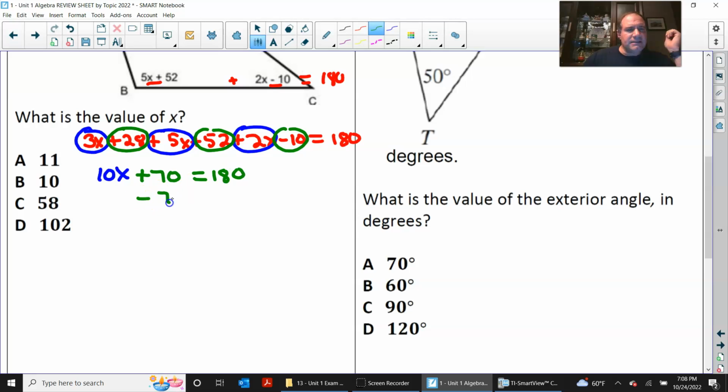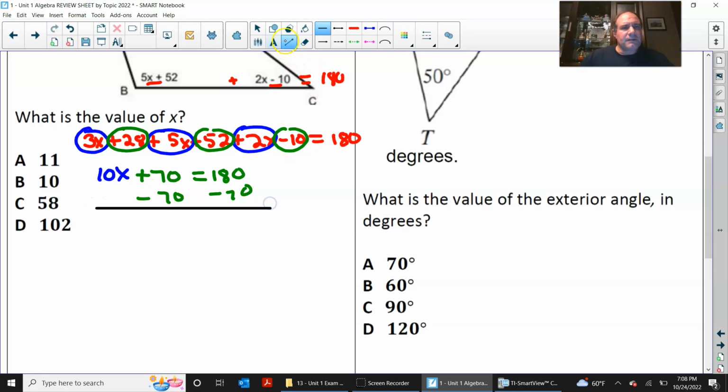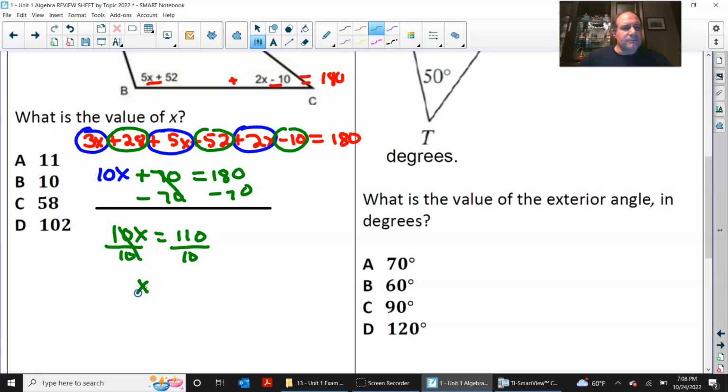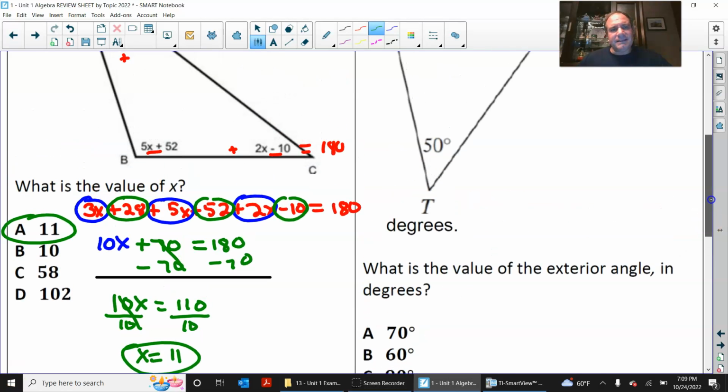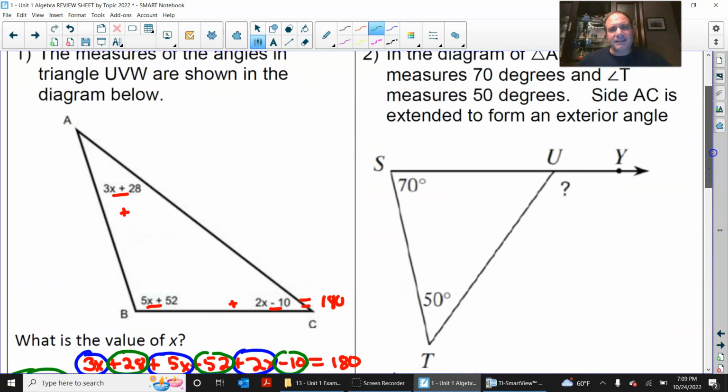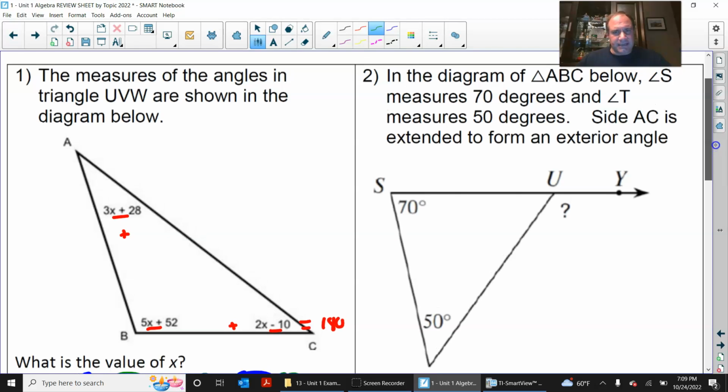Then we have minus 70 on both sides. This cancels. You have 10x equals 110. Divide by 10 on both sides. You get x equals 11. Remember, all the interior angles of a triangle equal 180 degrees.